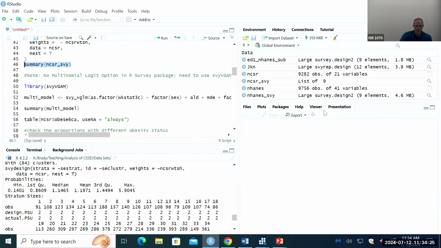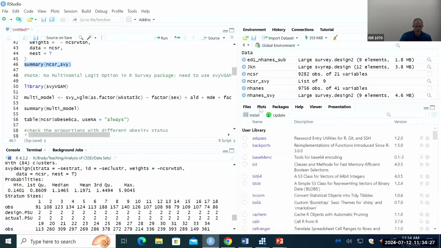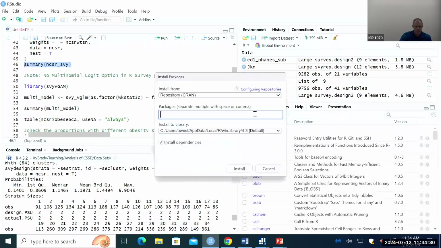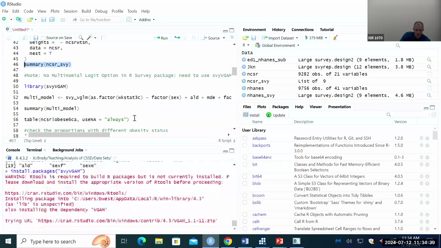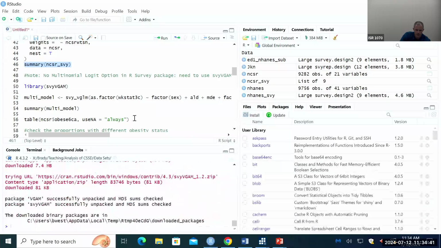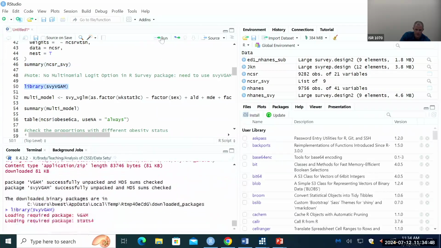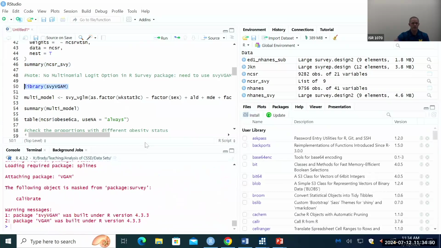So RStudio makes it pretty easy to do that. I can just go to packages over here, install, look for svyVGAM, install all the dependencies as well. Okay, so it'll take a little second. Once I have it installed, then I can load that package and the functions will be available to use. Okay. So now I've installed that package and I have loaded the functions that are within that package so that I can use them for this analysis.